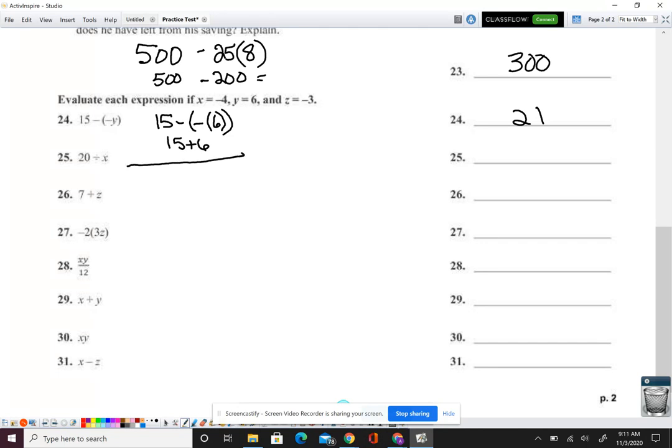Number 25. 20 divided by x, and x is a negative 4, so I'm going to put that in parentheses. 20 divided by a negative 4, positive divided by a negative is negative. 20 divided by 4 is 5.